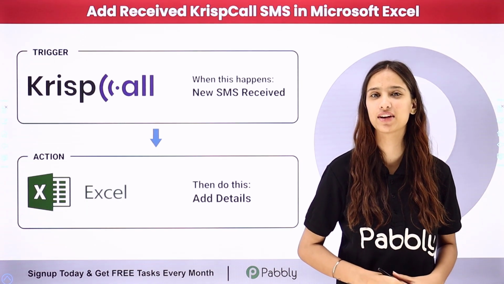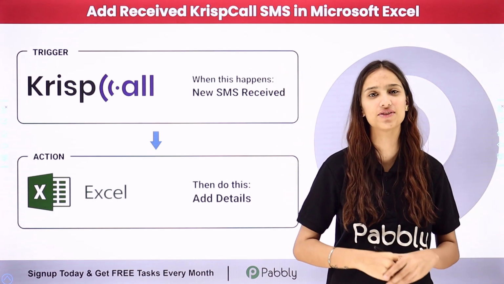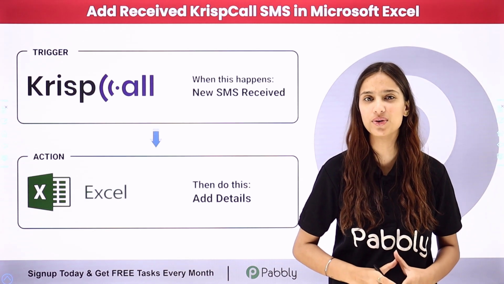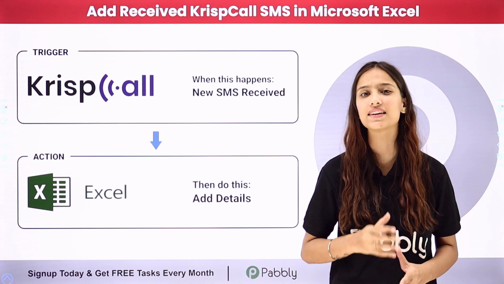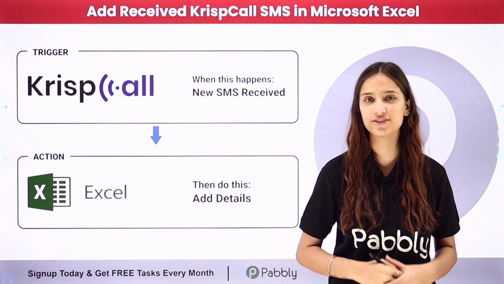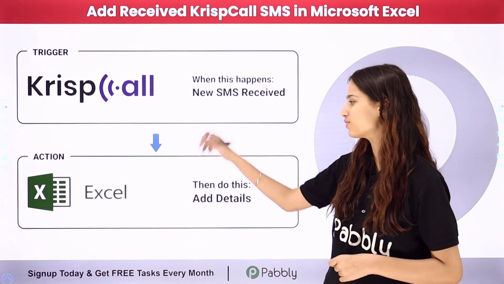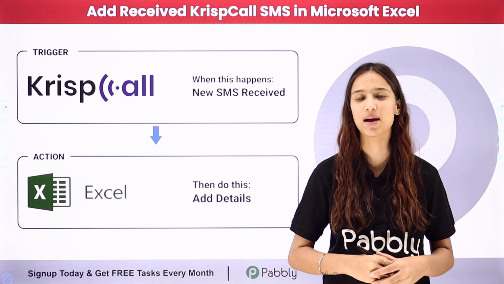So in today's video we will understand how to add received KrispCall SMS in Microsoft Excel. So here my objective is that whenever I am going to receive a new SMS on my registered number with KrispCall, then I want to add the SMS details in my Microsoft Excel spreadsheet. So now to do this, I need to set up a connection between these two applications, for which I am going to use this amazing automation software, that is Pabbly Connect.